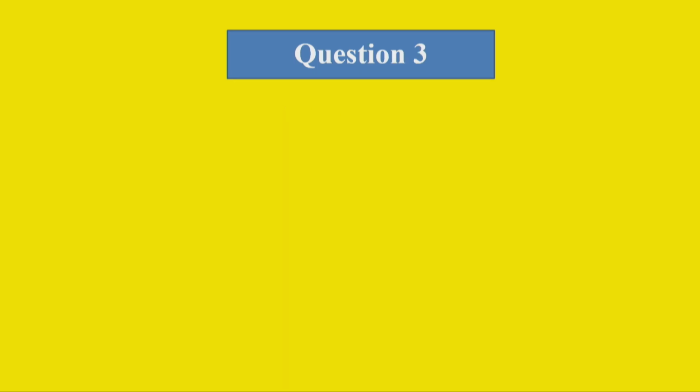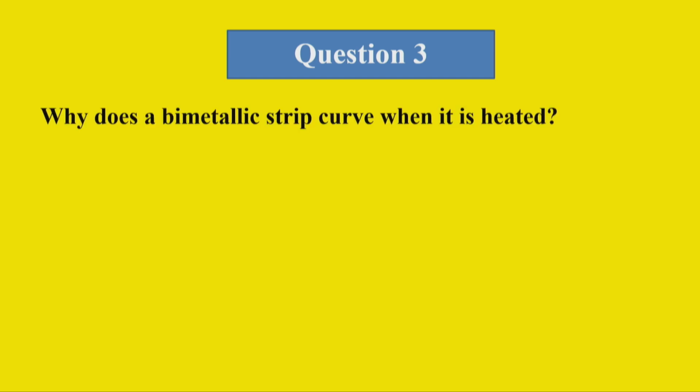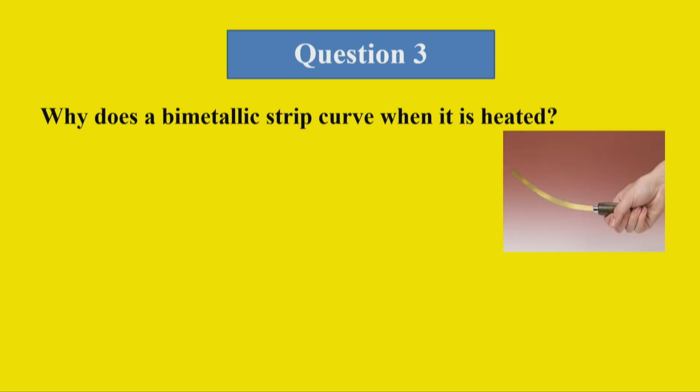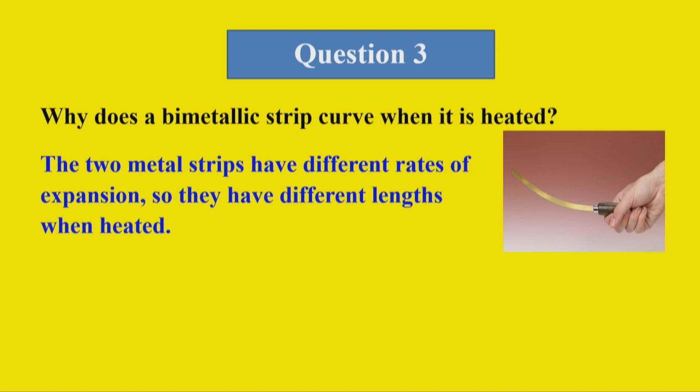Let's move on to question 3. Why does a bimetallic strip curve when it is heated? The two metal strips have different rates of expansion, so they have different lengths when heated.